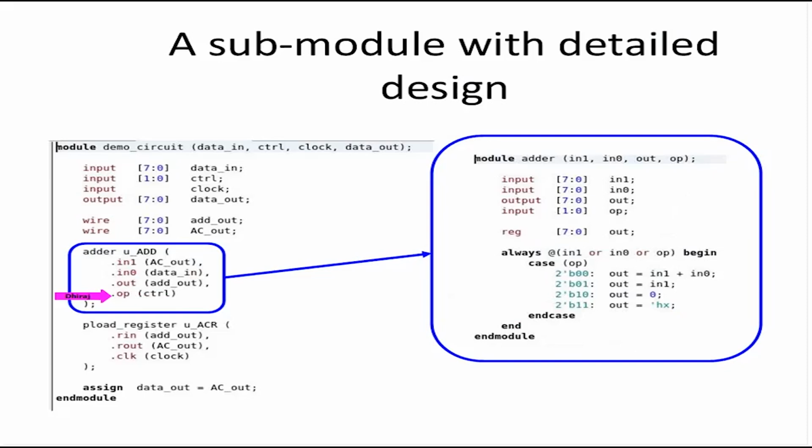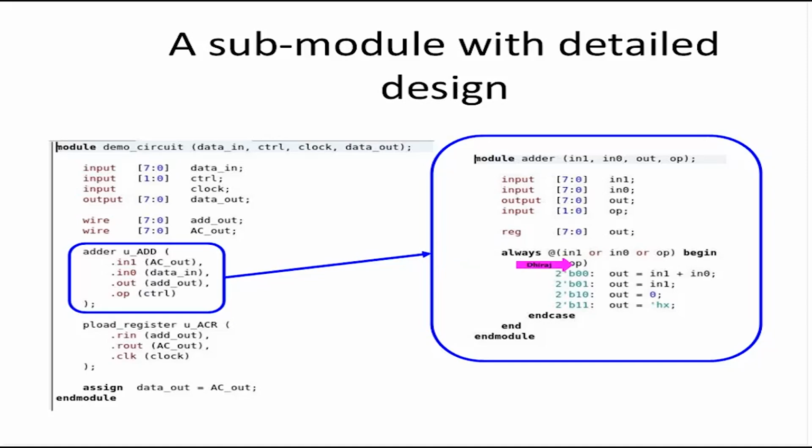So the naming convention is such that the adder's in1 gets AC out, the adder's in0 gets data in, the adder's OP input gets CTRL, and the adder's output gets connected to adder. So here output is defined to be a register, but we will see that this is a completely combinational block, and based on the value of case OP.